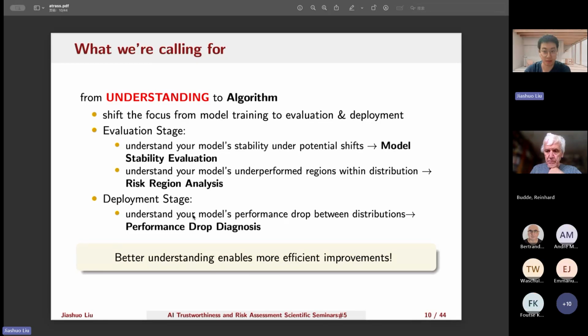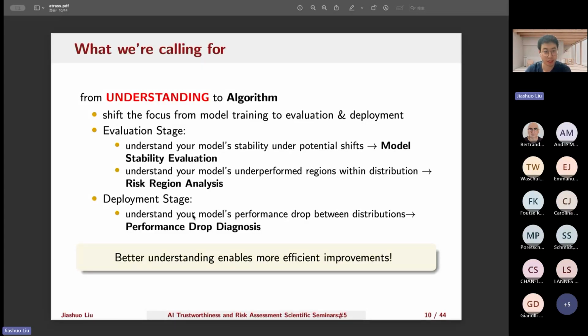And in this talk, I will share maybe three tools for this kind of understanding, which span maybe two stages. The first is for the model evaluation. And here first, we would like to introduce a tool to understand your model's stability under potential shifts that may occur in the future, which we call the model stability evaluation.